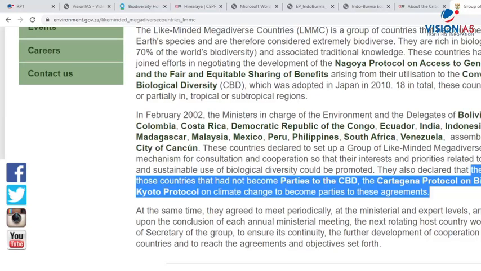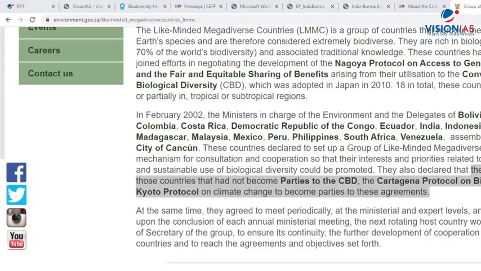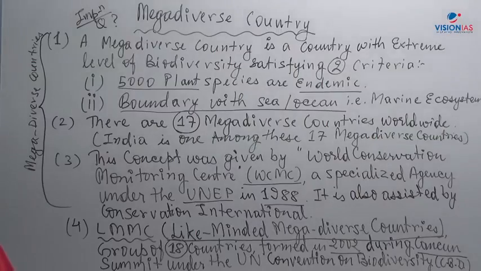Here the criteria is traditional knowledge. Is it clear here? Here the criteria was on traditional knowledge.